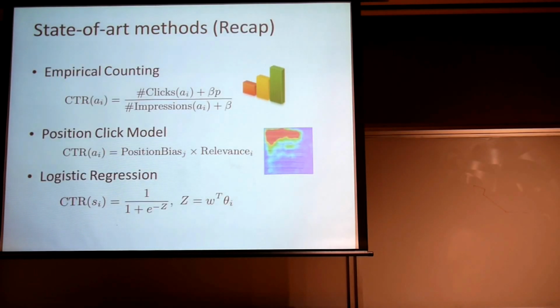In the midterm presentation, I reviewed some of the existing state-of-the-art methods for this problem. So let me have a quick recap of them. The empirical counting method is just predicting the future CTR by the ratio of the number of clicks and the number of impressions in the past. And we also use the smoothing factor beta to deal with the extremely low frequency advertisements. The position model further incorporates the position bias into the prediction to further improve its accuracy.